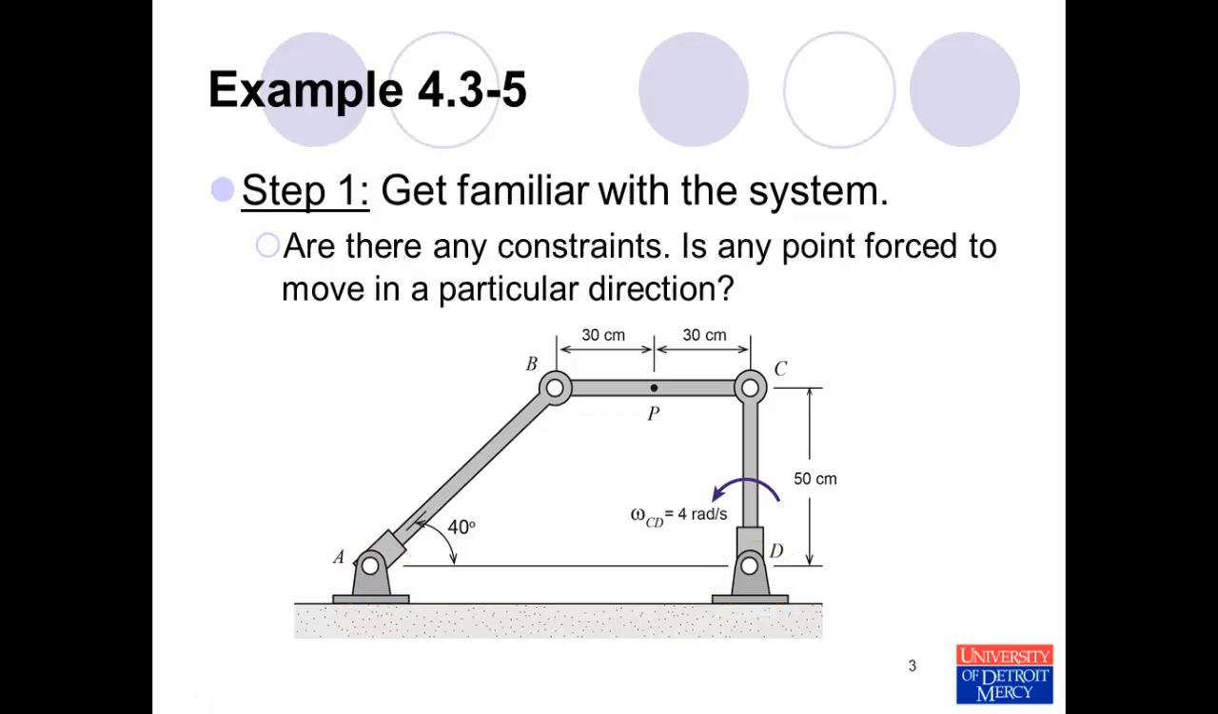Another step in the process of getting familiar with the system is to try to identify if there are any constraints. Is any point forced to move in a particular direction? You know, is a pin forced in a slot? Is a body rolling across the ground, sliding across the ground, anything like that? In this case, no.